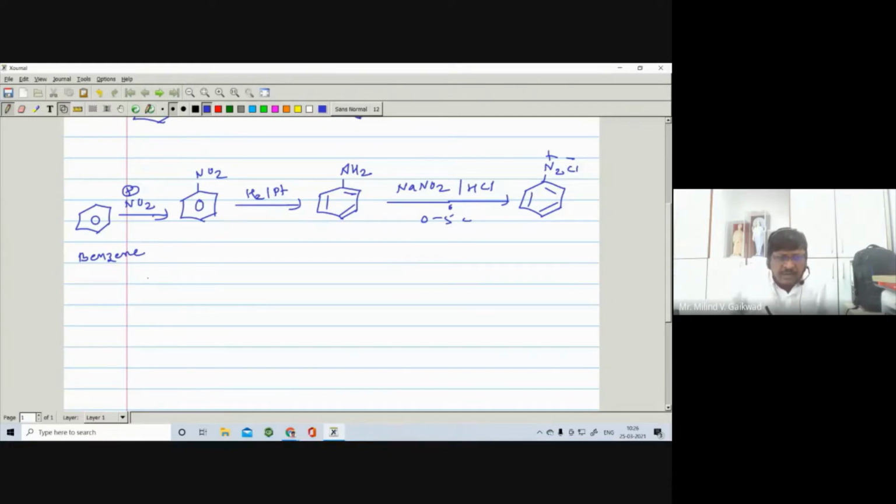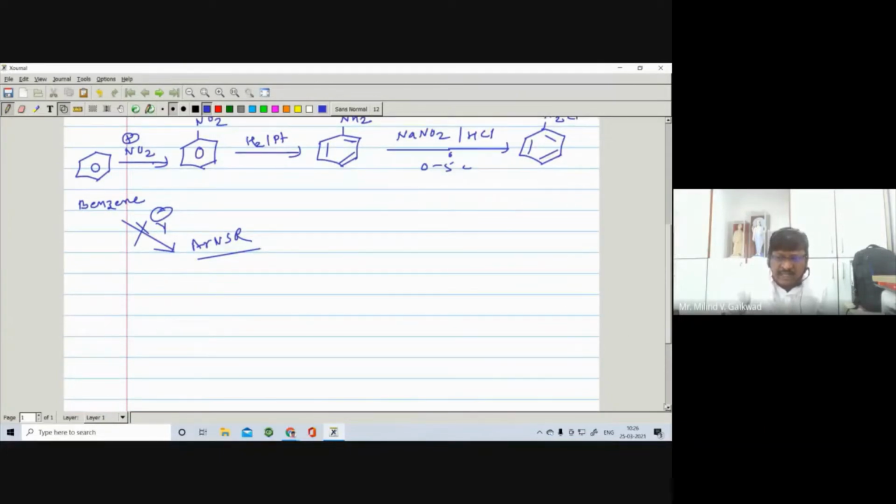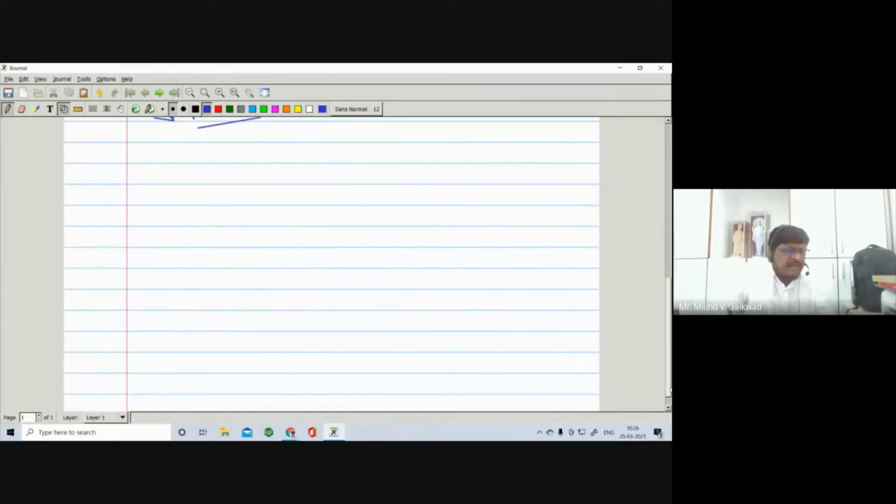Now this benzene, when you treat it with the Y minus nucleophile, you are not getting the reaction. It does not undergo aromatic nucleophilic substitution reaction. Why? Because benzene is electron rich, and Y nucleophile is also electron rich, so there is a repulsion. So if you convert this benzene into the corresponding benzene diazonium salt, then you can get the nucleophilic addition. Okay, so let us see how it undergoes reaction.